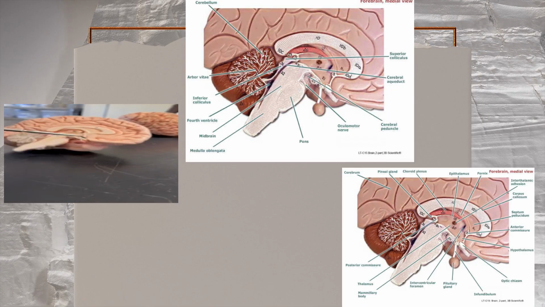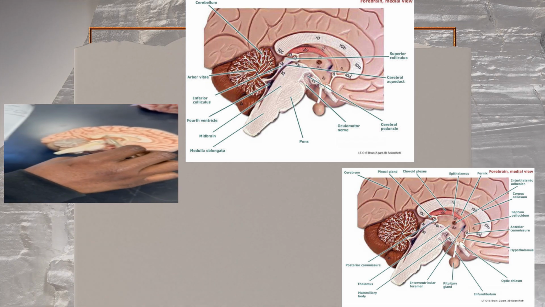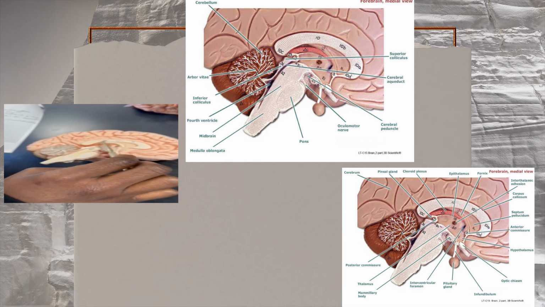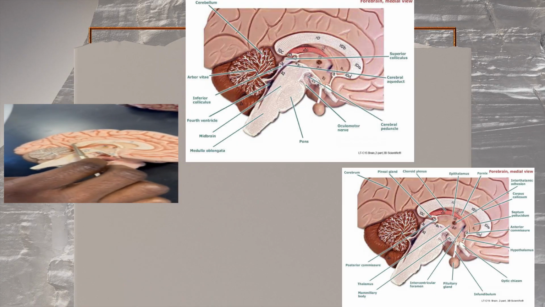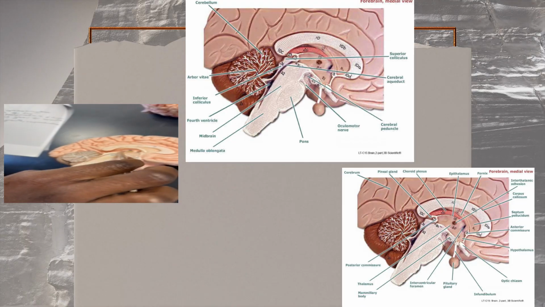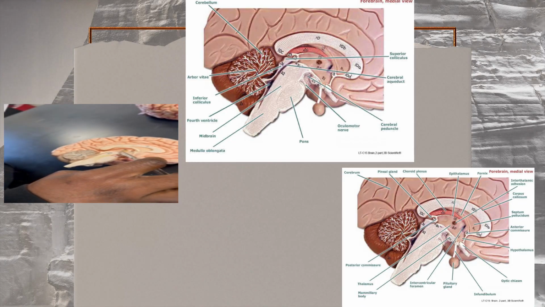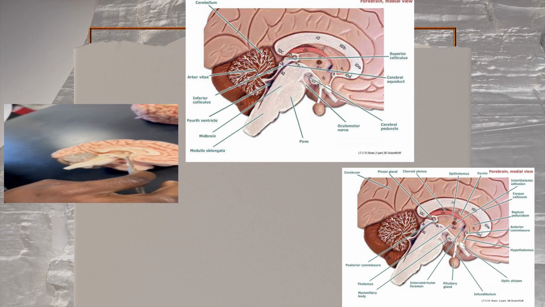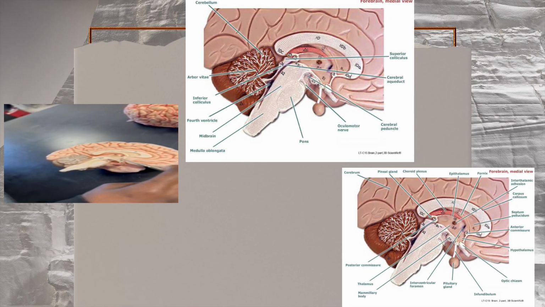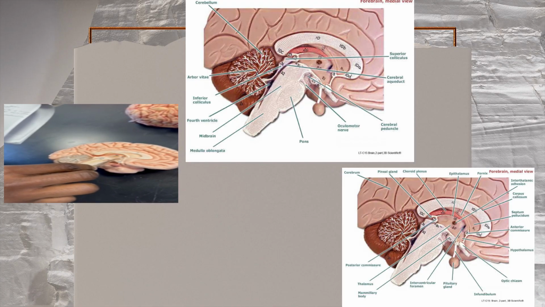So over here, we have the corpus callosum, which connects the brain hemispheres for communication. And here we have the thalamus. Its function is to relay sensory information to the brain. And here is the hypothalamus. It regulates functions like temperature and hormones.